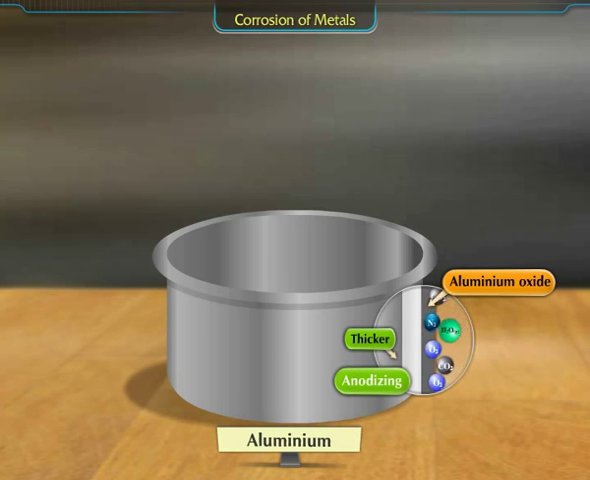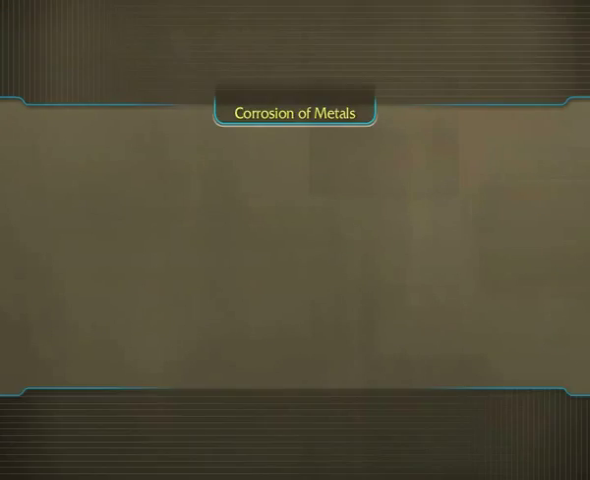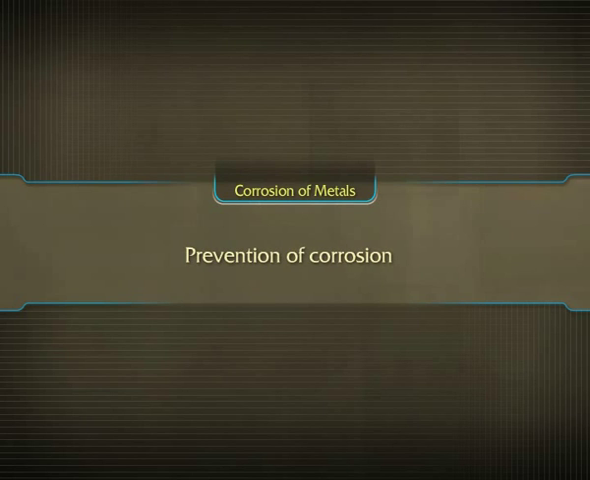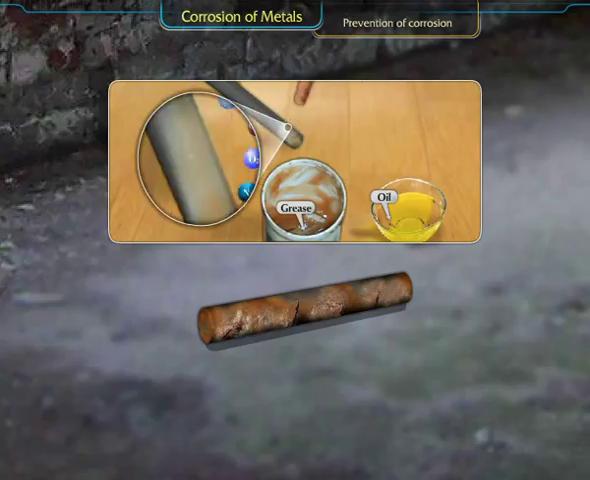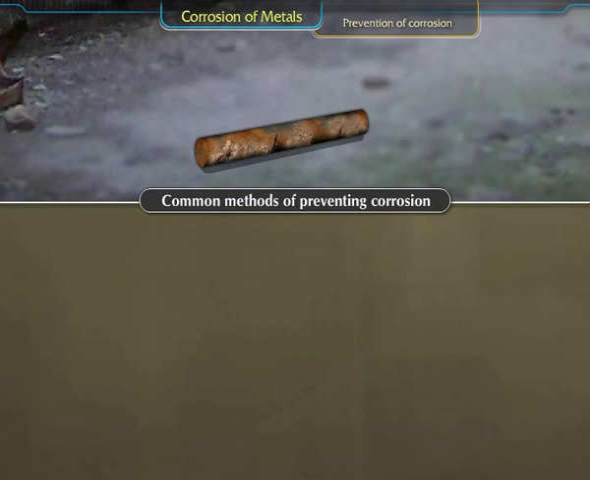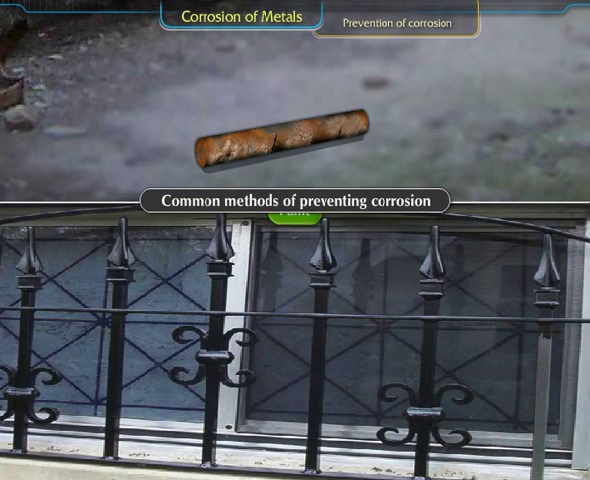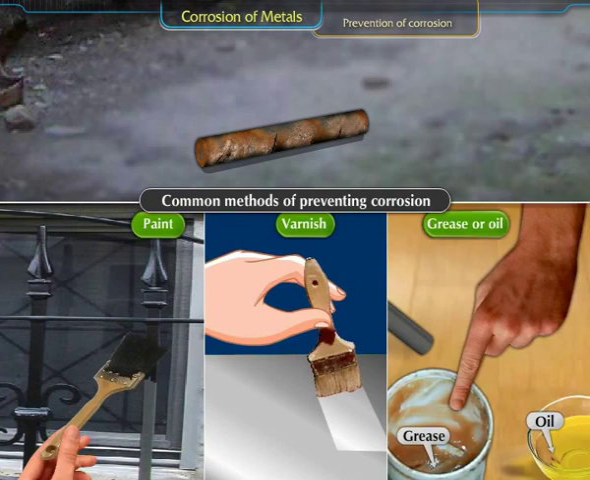Let us now discuss the methods to prevent corrosion. Prevention of corrosion. Corrosion can be prevented if the contact between the metal surface and oxygen or moisture is cut off. The most common method of preventing corrosion is to coat the metal surface with paint, varnish, grease or oil.